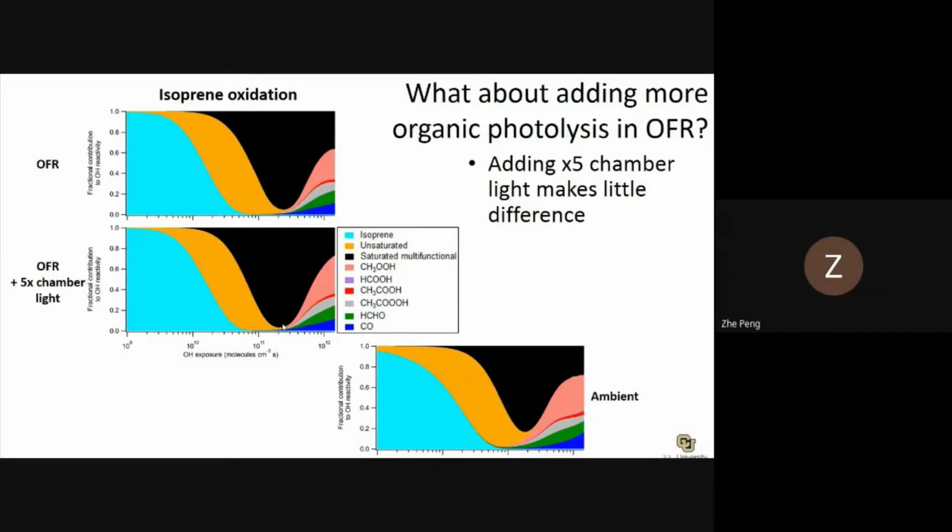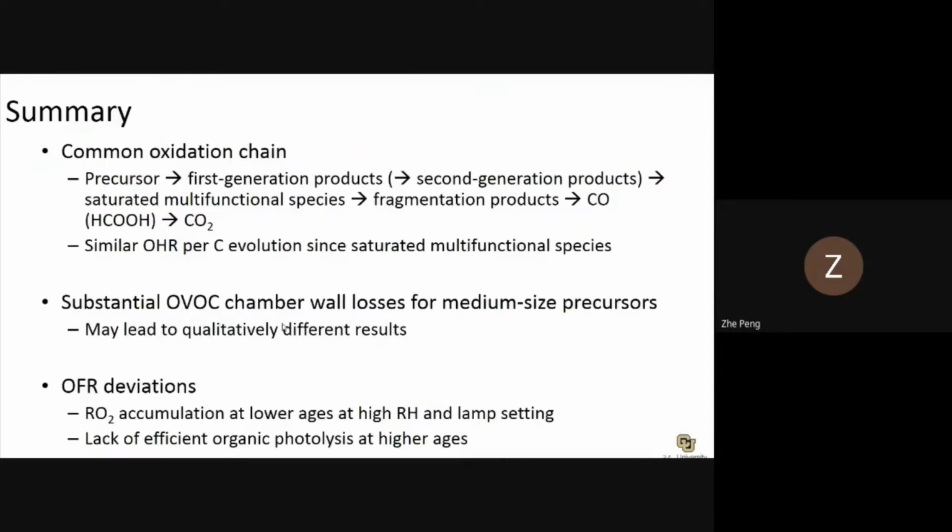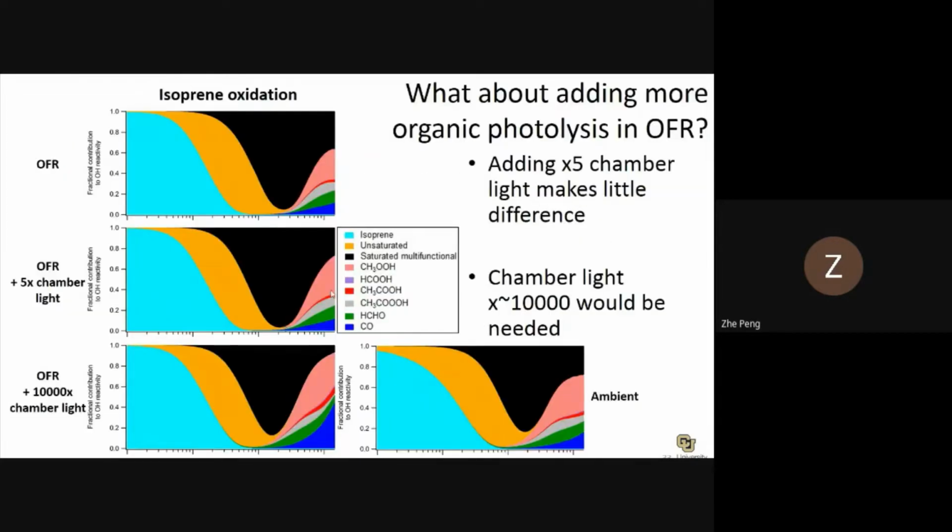If we want to make a significant difference, chamber light thousands of times stronger would be needed, but this is obviously very unrealistic.